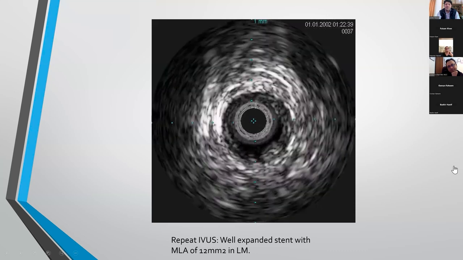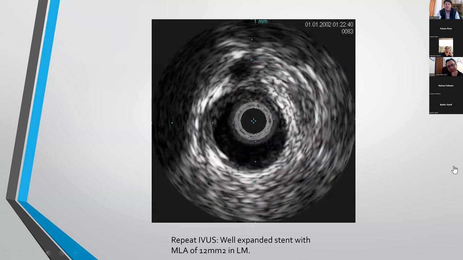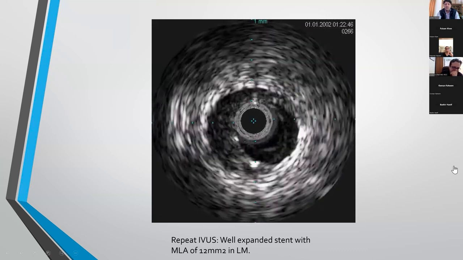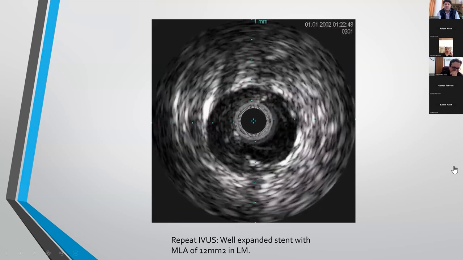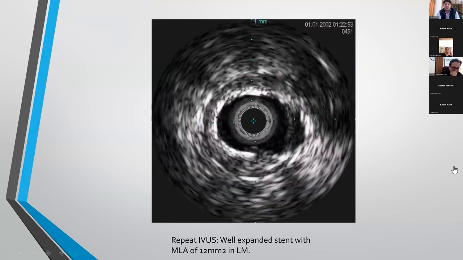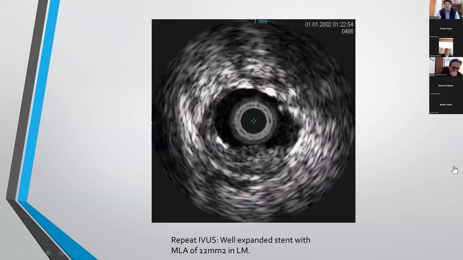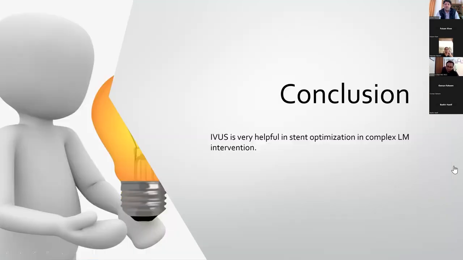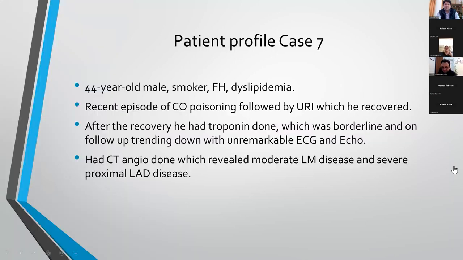This was the repeat IVUS, which showed a well expanded stent with a minimal luminal area of around 12 millimeter square with good stent apposition now. This is the left main area. So previously, these were the cutoffs for the left main. It was around 8 millimeter square, and now it has been upgraded. I think it's around 11 millimeter square for the left main, 8 millimeter square for the proximal LAD, and 5.7 millimeter square for the circumflex. Concluding this, IVUS is very helpful in stent optimization in complex left main intervention, as in this case.